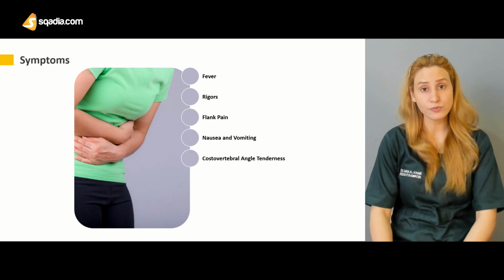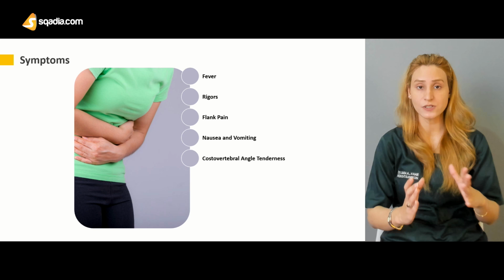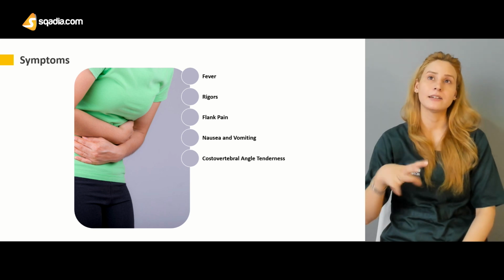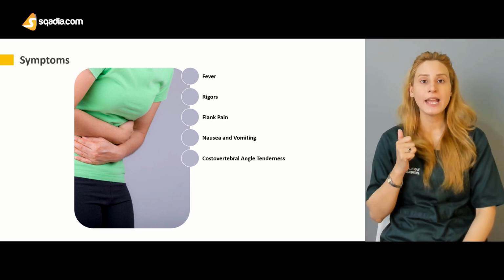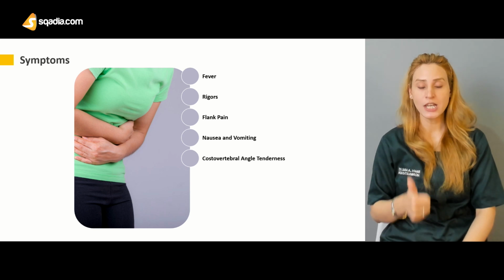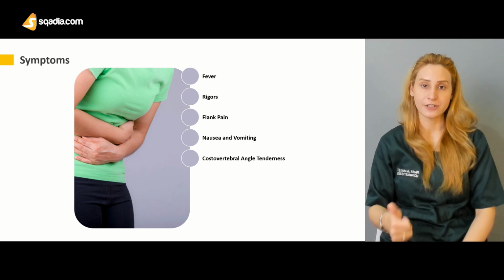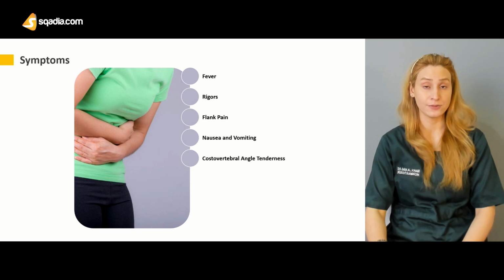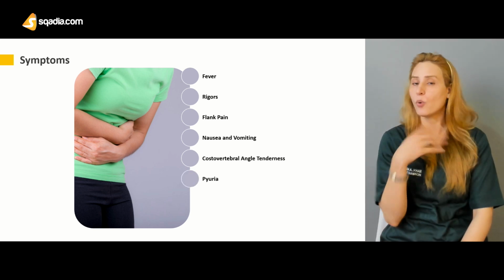Then you have the costovertebral angle tenderness. So where is the costovertebral angle? It's at about the 9th and 10th rib, and you perform a renal punch, and if there's positive tenderness, then you say that it's acute pyelonephritis. Pyuria is present in almost all of the patients.